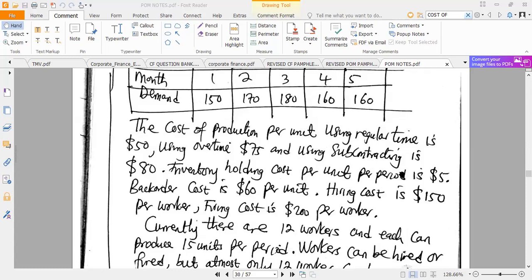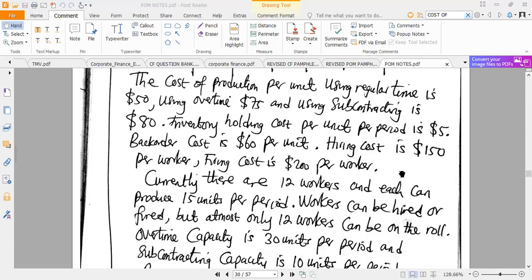Currently there are 12 workers and each can produce 15 units per period. For now, we have 12 workers and each can produce 15 units per period. Workers can be hired or fired, but at most only 12 workers can be on the roll.